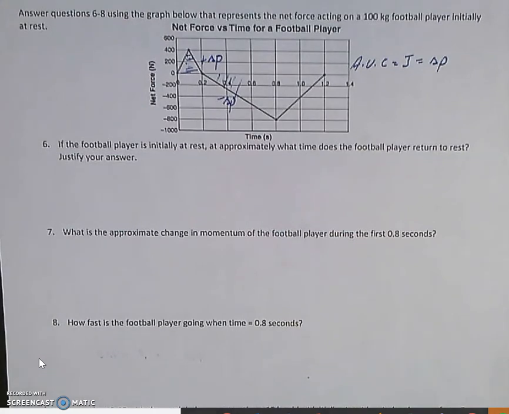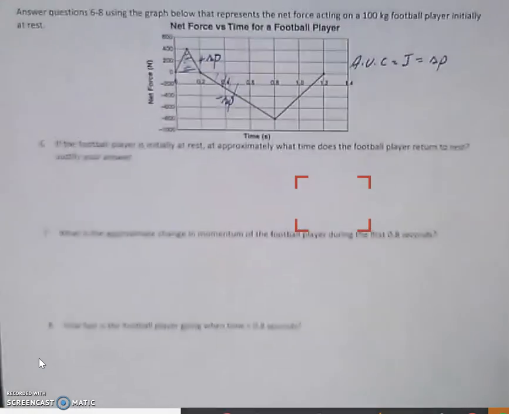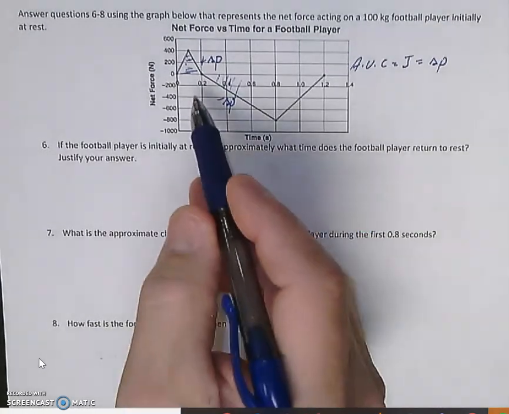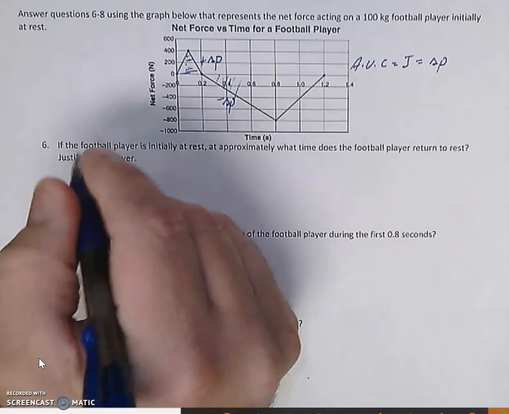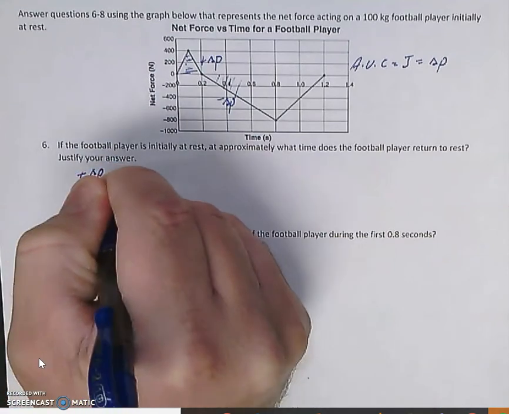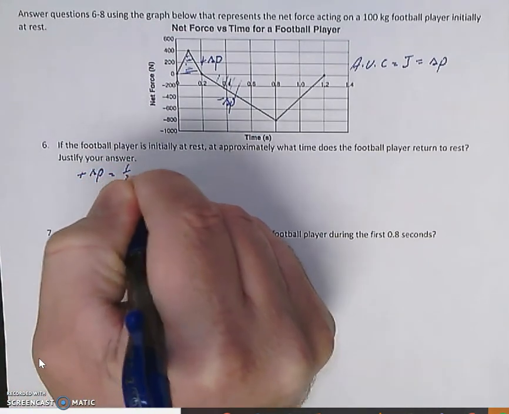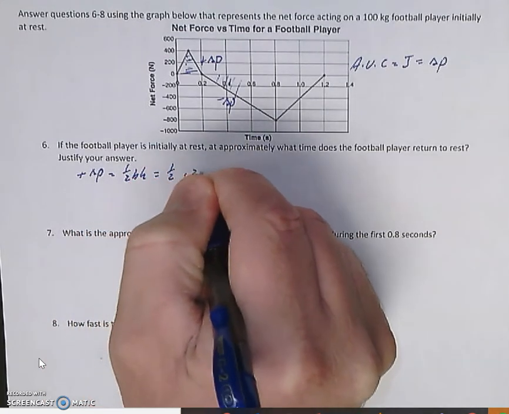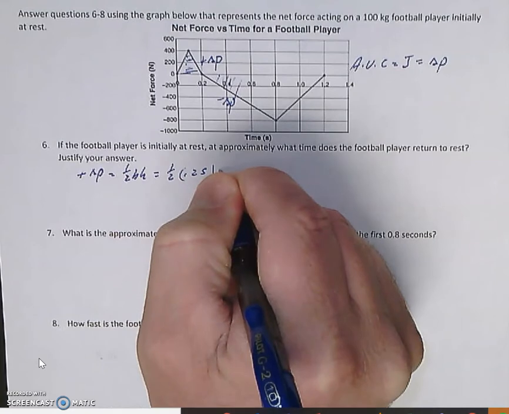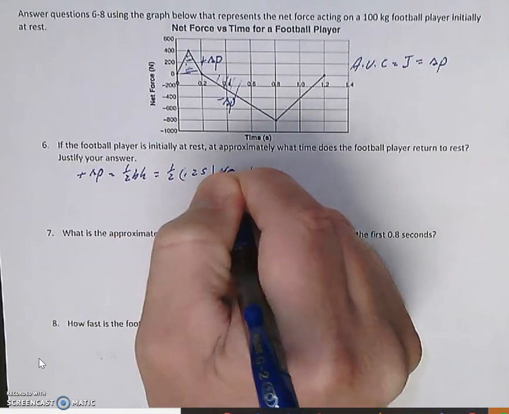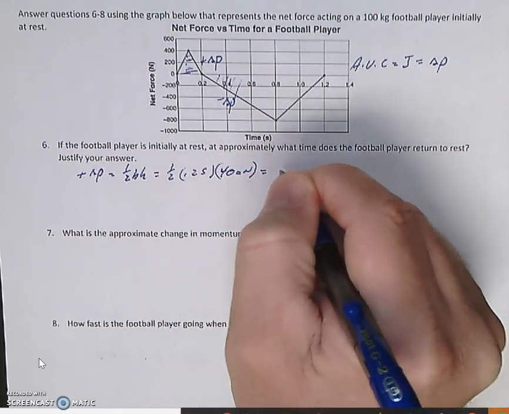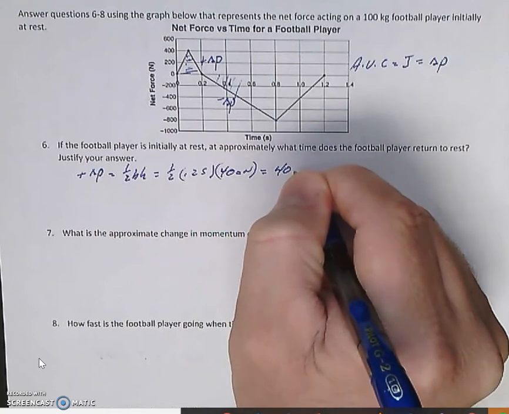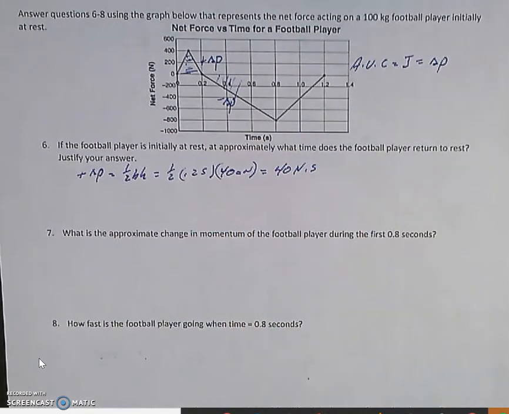All right, so our area under the curve in the first part of this thing, right here, so our positive delta P is equal to 1/2 base times height. So that's 1/2 a base of 0.2 seconds times a height of 400 newtons. That's going to give us a positive change in momentum of 40 newton seconds.